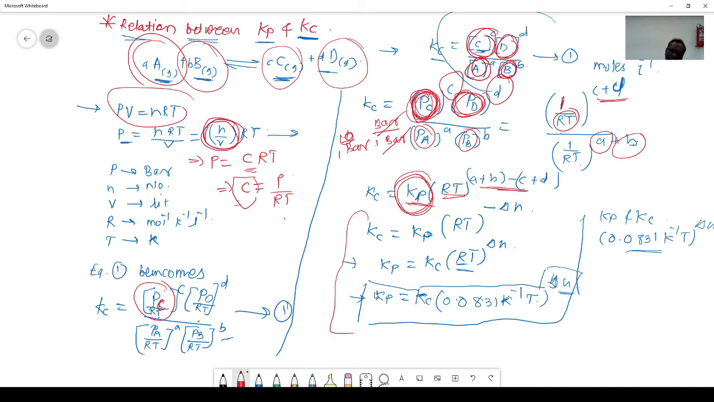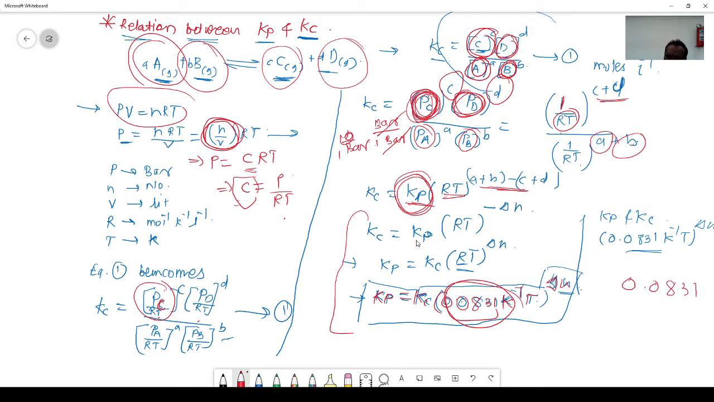So, the relation is Kp is equal to Kc into 0.0831 per degree Kelvin, T raised to delta N. Here, this 0.0831.